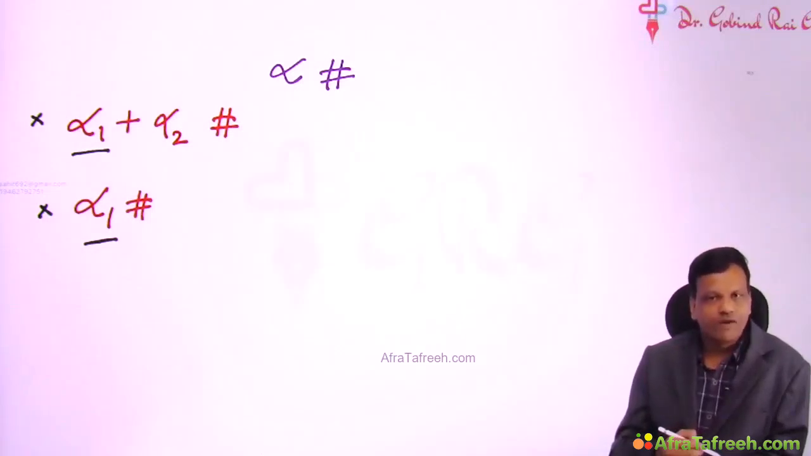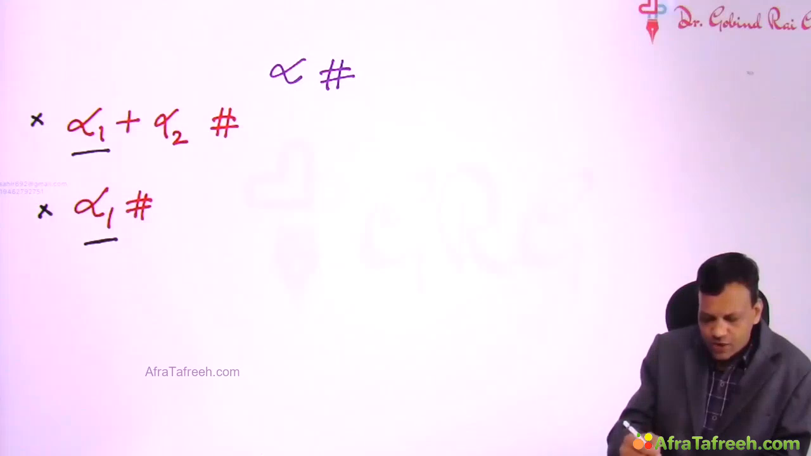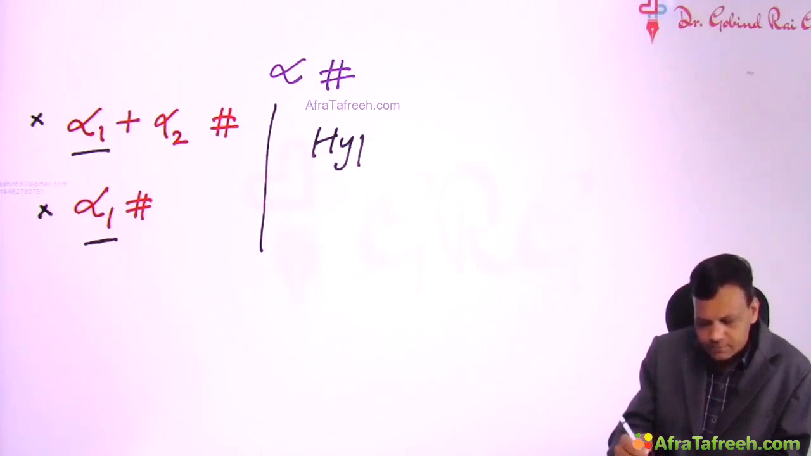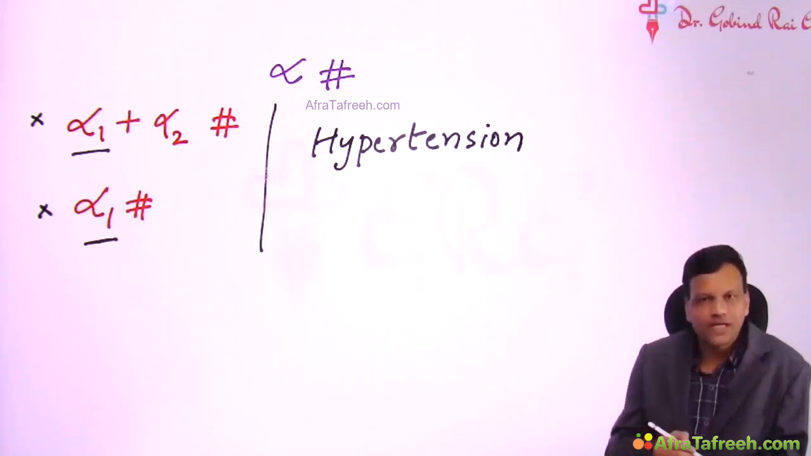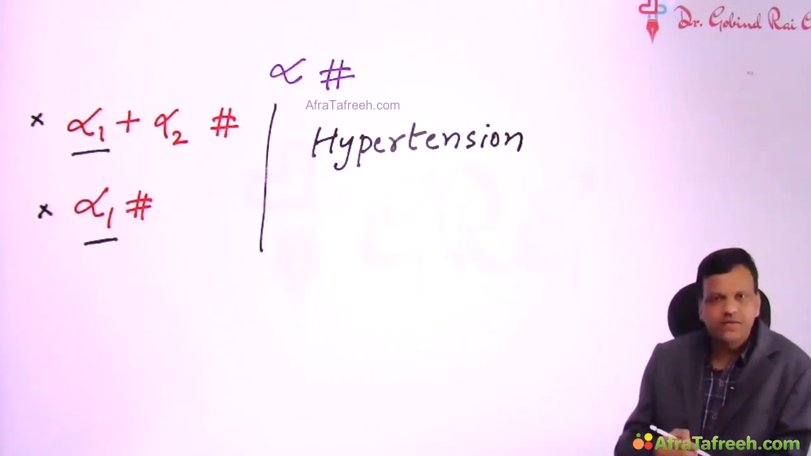So if we block alpha 1, vasodilation will occur. And vasodilation will decrease blood pressure. So we can use any of these drugs for treatment of hypertension. Both of them will reduce the blood pressure. So both of them can be used for hypertension, non-selective as well as selective.